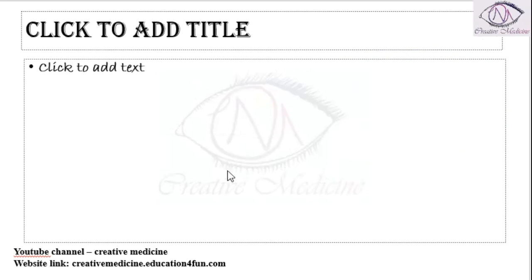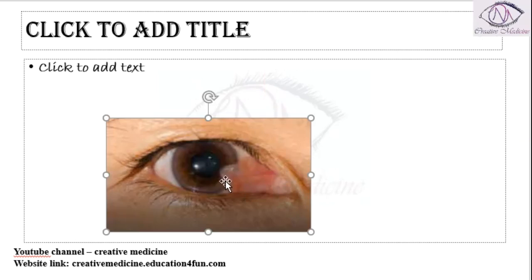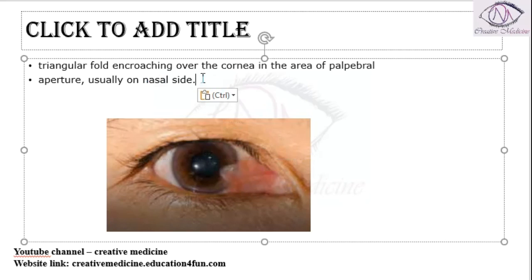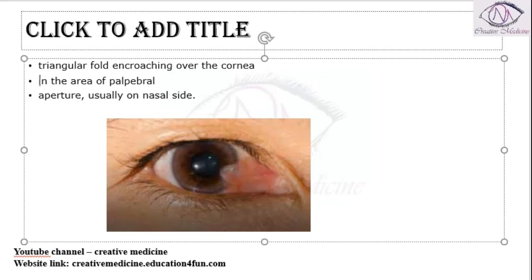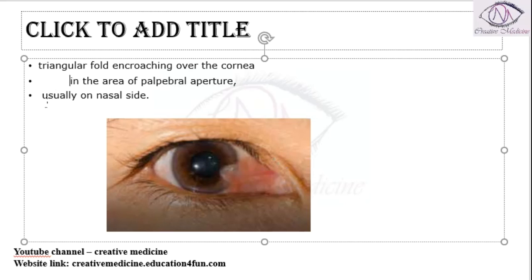In pterygium, you see a triangular fold encroaching over the cornea in the palpebral aperture, usually on the nasal side. This is called pterygium.